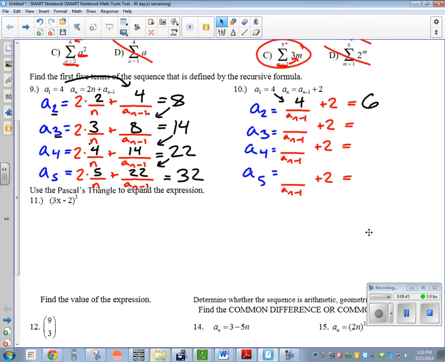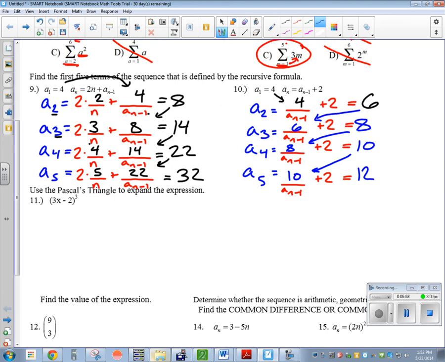Okay, so my next one, a sub 3, I'm plugging in my previous answer. So 6 plus 2 is 8. Plug in my previous answer. 8 plus 2 is 10. Plug in my previous answer. 10 plus 2 is 12. So there's my answers there.